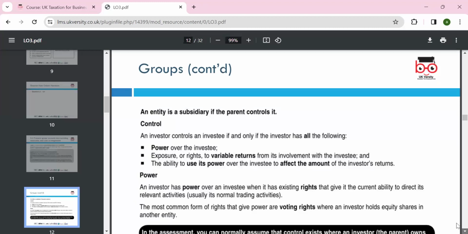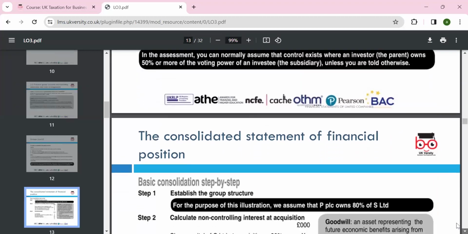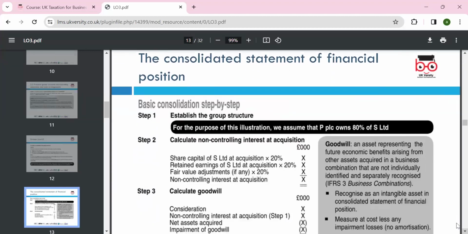The most common rights we can look at are the voting rights, where we have an AGM, annual general meeting. And this is the statement of financial position layout, showing how we treat parent and subsidiary. So establish the group structure. If you own 80% shares of the company, you have to look at what the 80% shares means for the share capital.